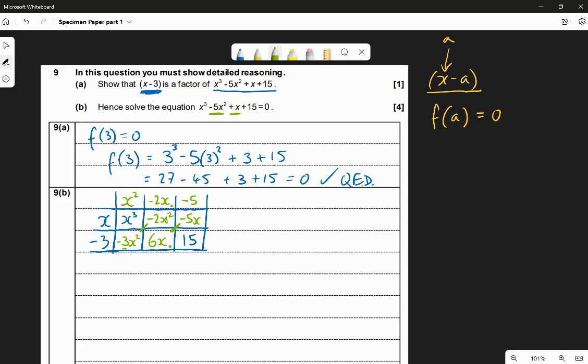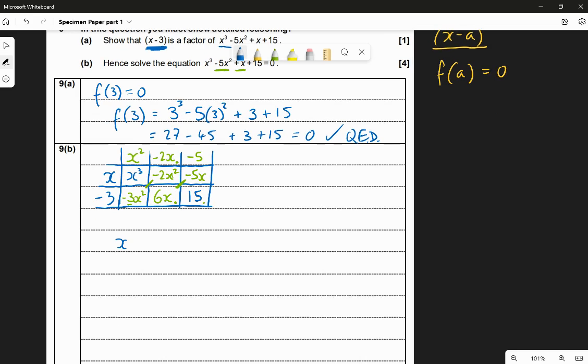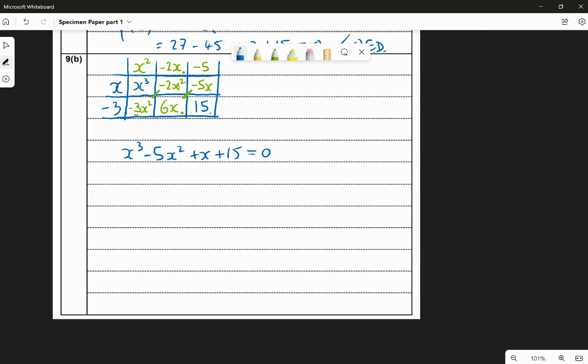Minus 5 times x makes minus 5x, and I just check using this 15. Does minus 5 times minus 3 give you 15? Yes, it does. So I've now managed to factorize it into a linear and a quadratic. So I had x cubed minus 5x squared plus x plus 15 equals 0. I've now factorized that into x minus 3 multiplied by x squared minus 2x minus 5 equals 0.